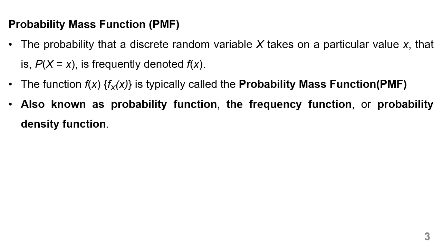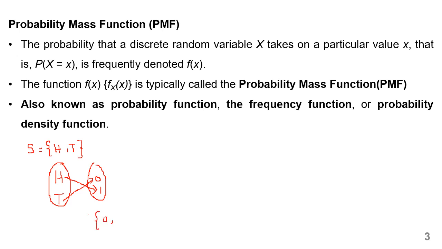Let us take the case of tossing of coin. When I toss a coin once, then my sample space is head and tail. So let me map head and tail of the sample space to get the random variable function. Let me call it as 0 and 1. Tail is mapped to 0, head is mapped to 1. In this case, you know that the random variable function is 0 and 1.